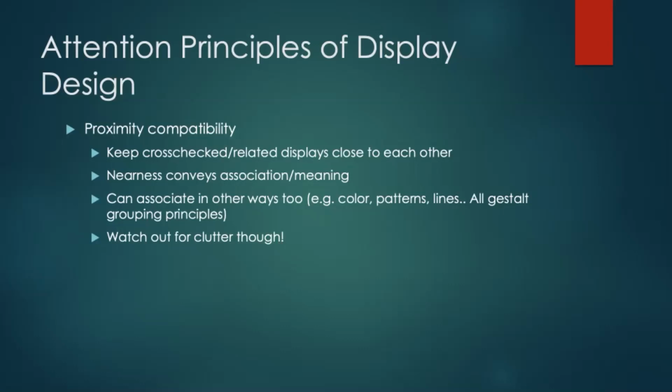You also want to adhere to this idea of proximity compatibility. So keep sources of information that are connected, related to each other, or necessary for cross-checking next to each other. All right? Don't require me to look all the way to the right and then all the way to the left to verify sources of information. Put that key on the map close to where that information is.